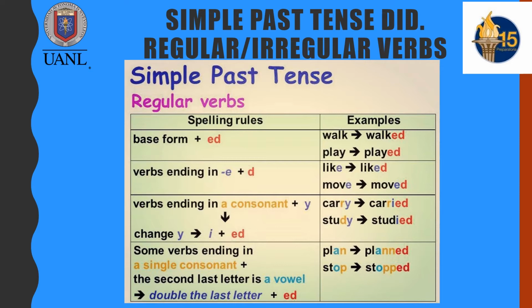It says base form plus ed, verbs ending in e plus d. Okay, what happened? You're going to add only the letter d. And then you have verbs ending in a consonant plus y. You have to change the y for the letter i, right? And then some verbs ending in a single consonant, the second last letter is a vowel, double the last letter, plus ed. And then you have the example with the verbs plan and stop.